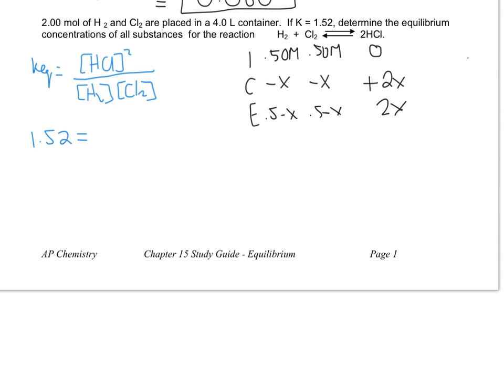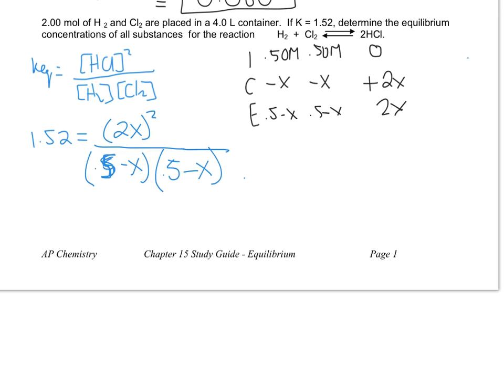So I'm going to go ahead and plug this back in here. The HCl concentration is 2X, but then that's squared. Be careful that the quantity is all squared, so it ends up being 4X squared, not 2X squared. And then divided by my H2, which is 0.5 minus X, and then this one's also 0.5 minus X. And then you solve for X.